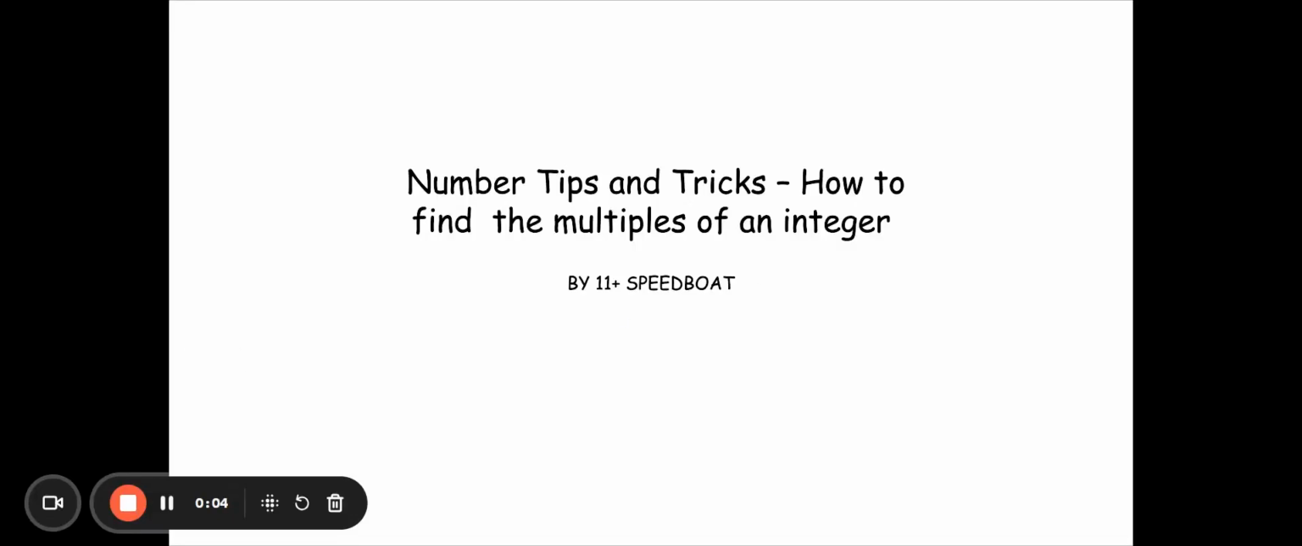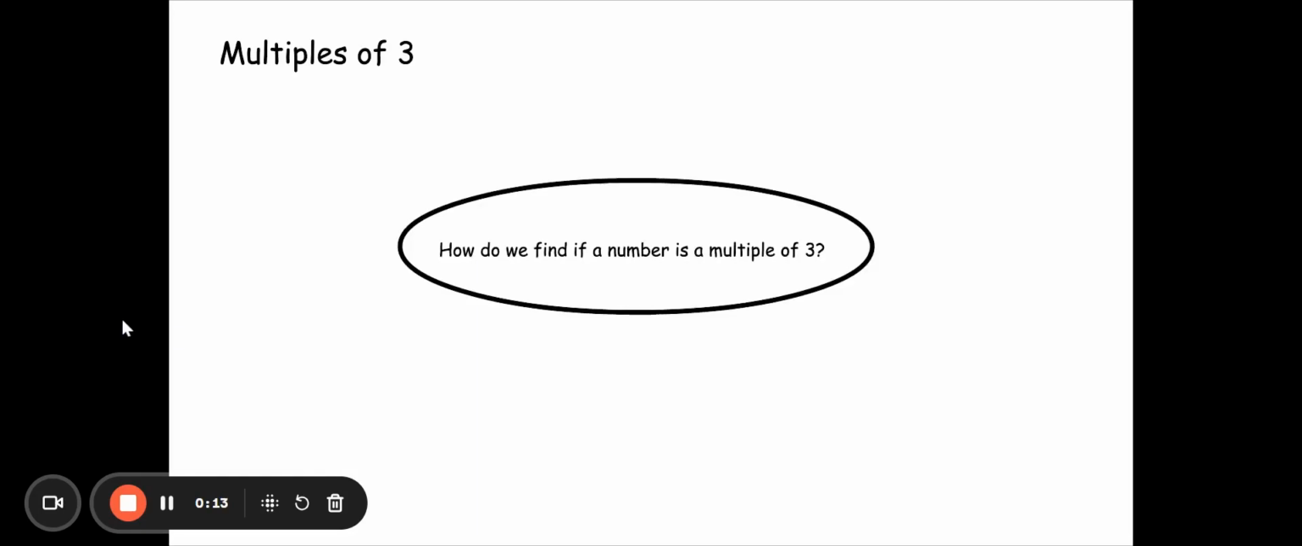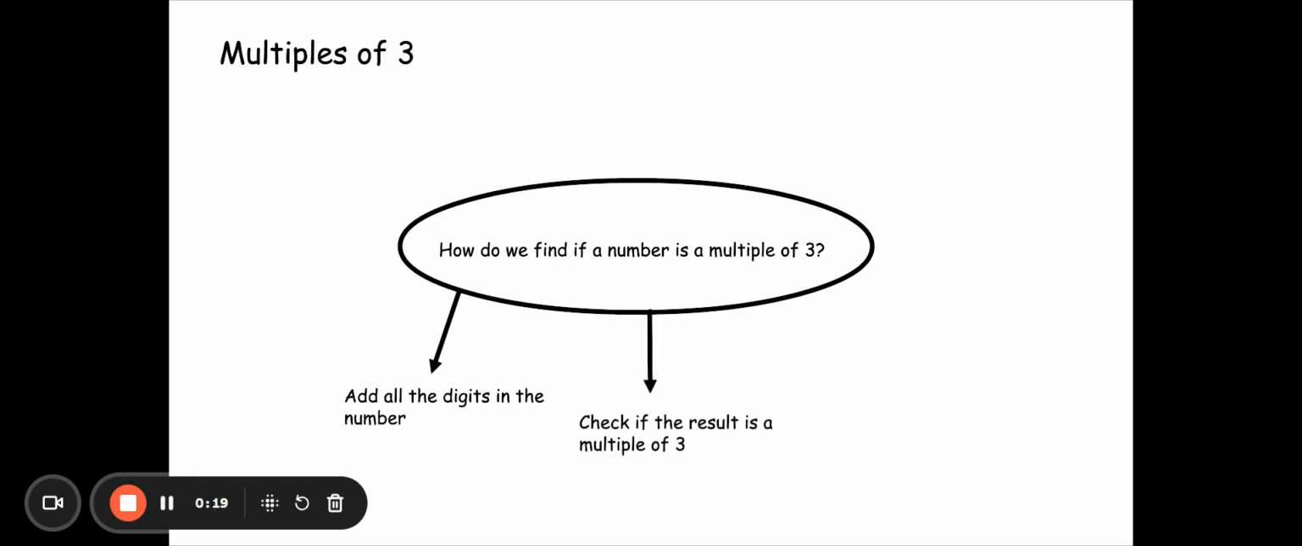Today, we'll be covering how to find the multiples of an integer. We'll start with multiples of 3. How would we find a number that's a multiple of 3? First, we add all the digits in the number. Then, we check if the result of these digits is a multiple of 3. If it is, then the whole number is a multiple of 3. Side note, this can be repeated if you want a smaller number to check.